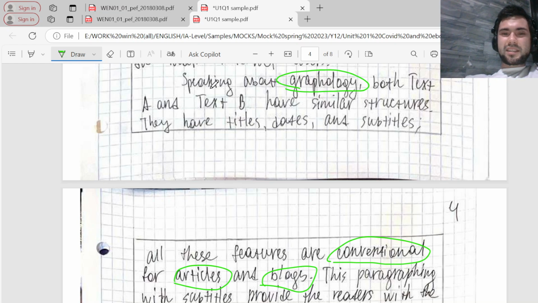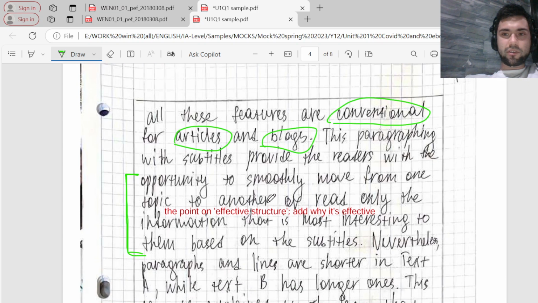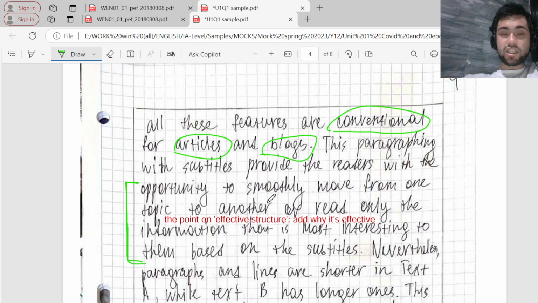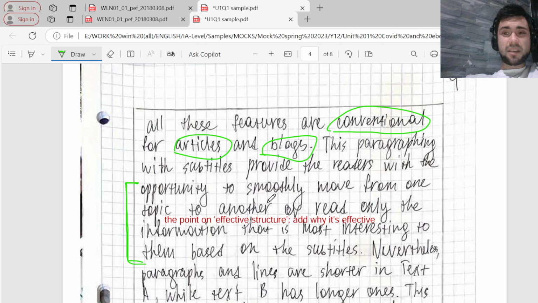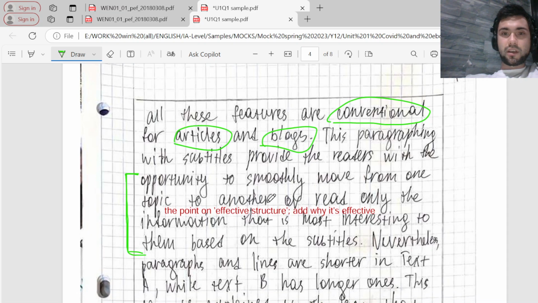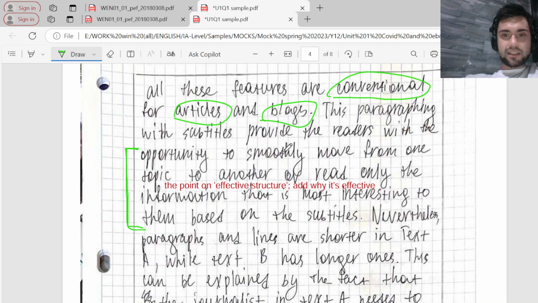So the student speaks about graphology, titles, dates, subtitles. Nice. You can speak about structure, and paragraphing, because graphology is the visual representation, but there is so much terminology related to it. For some reason, by the way, I would only focus on what is really visual. You know what I mean? So then conventions, articles of articles and blogs are suggested, and paragraphing as a whole, which is not bad.